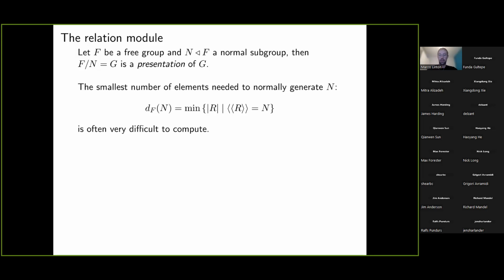generating set. For, let's say, finitely generated abelian groups, there is a nice formula where you can compute this quantity. You can use the rank of the first homology group and the second homology group of your abelian group, together with the number of generators, to compute exactly the normal rank of the normal subgroup presenting your group. But as soon as you move away from abelian groups, things get much harder.